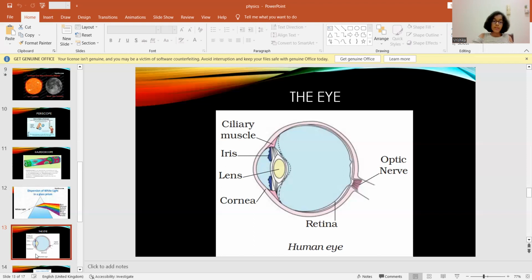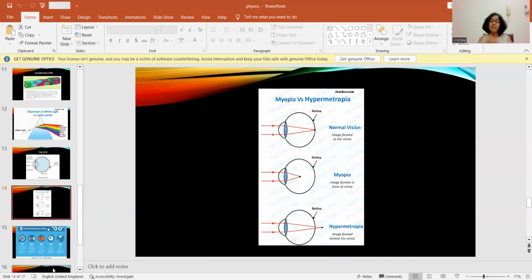Now, let us see what are the defects of the eyes. There are three defects of the eyes: myopia, hypermetropia, and cataract. Cataract is a disease that affects only old people. In this disease, the old people's eyes get foggy and there's a loss of vision, sometimes very severe. Whereas myopia and hypermetropia can be cured by particular lenses.